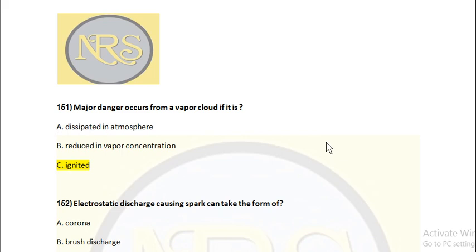The vapor cloud can be formed by self-reaction of the chemical with heat energy, or the chemical reacting with water, or chemical reaction with the air. It can be any form.